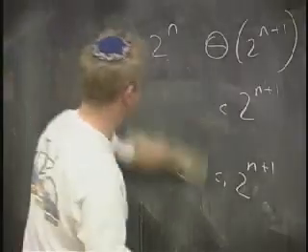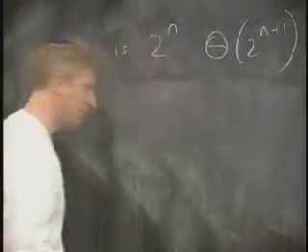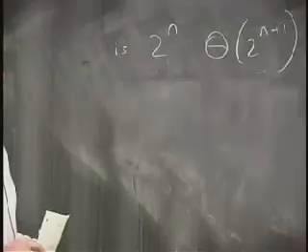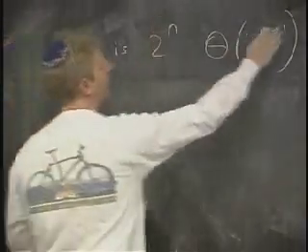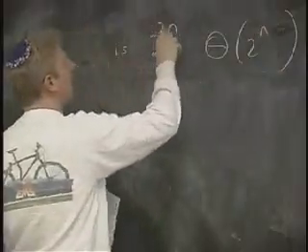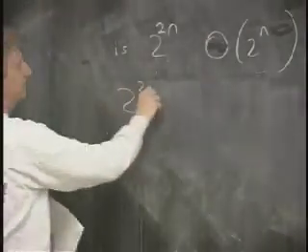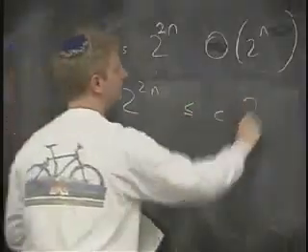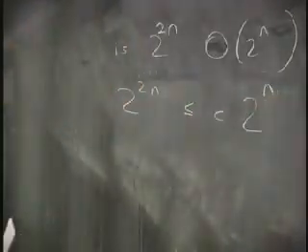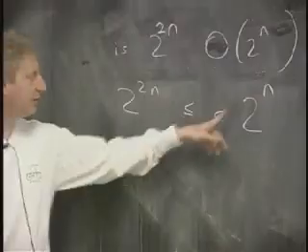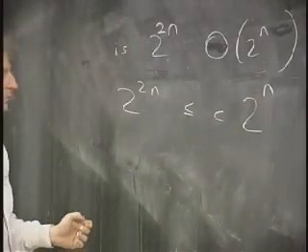Another question. Why did you choose 2 to the n? Is that true for 2 to the n too? 2 to the n is the order of 2 to the n. Yeah, sure. Absolutely. Right. How about this? Is 2 to the 2n, let's just do big O. Is 2 to the 2n big O 2 to the n? Is 2 to the 2n smaller than some constant times 2 to the n? No.